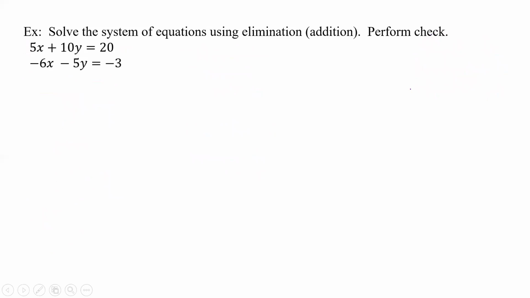All right, how about this one? Well, this one looks like we have 5 and 6, so I'd have to multiply the top one by 6, the bottom one by 5. Here we have 10 and 5. Well, I can multiply the bottom one here by 2 and get to -10. So I think I'm going to do that because that's going to make it a little easier. And so then if I rewrite that, that's 5x plus 10y equals 20. And this is going to be a minus 12x. And that's going to be a minus 10y equals a minus 6.